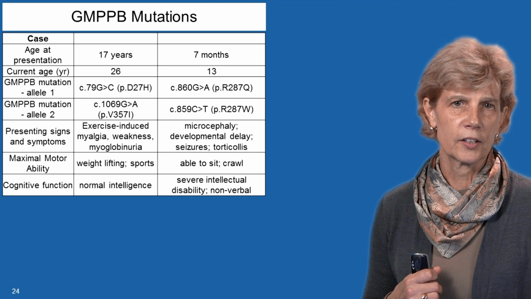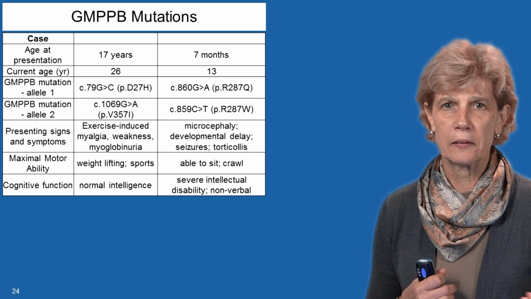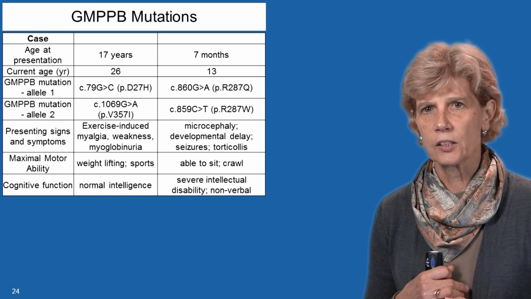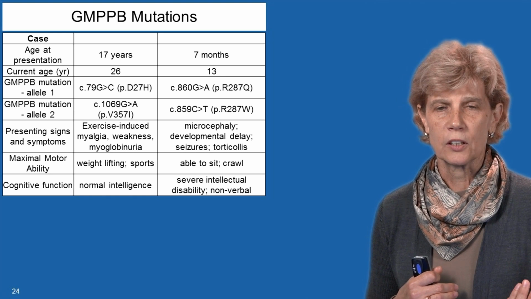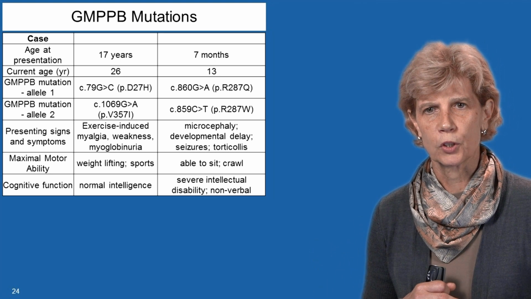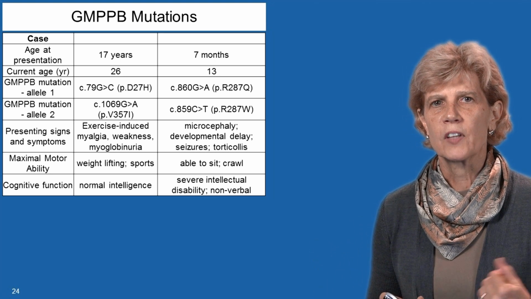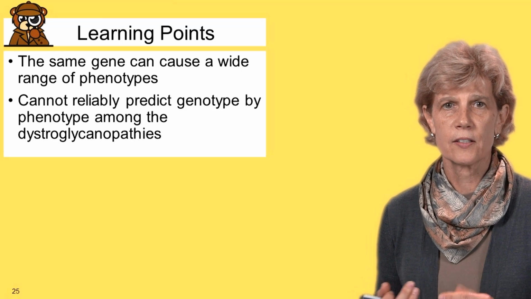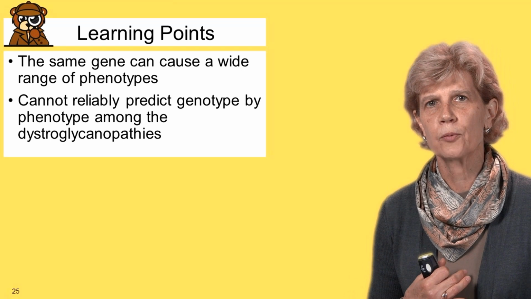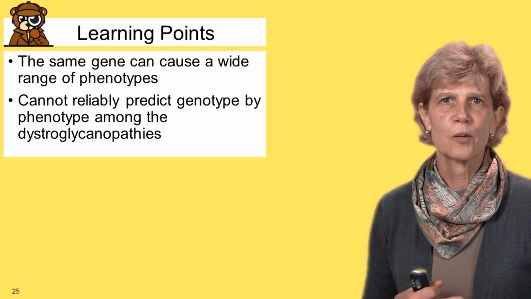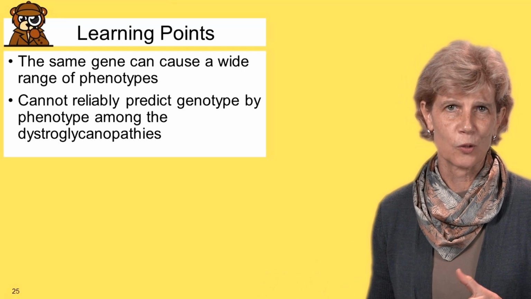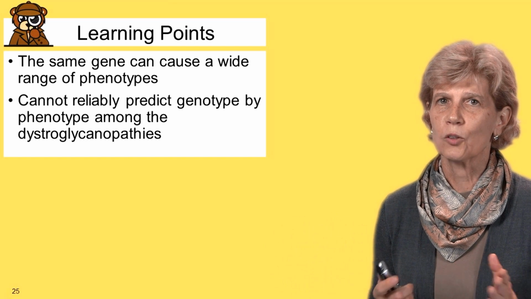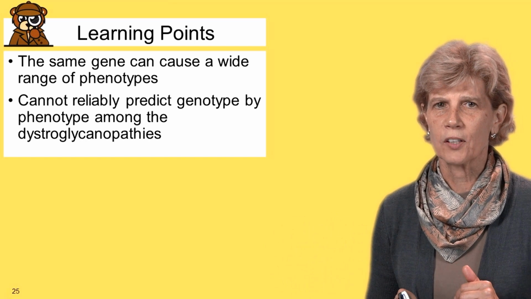Maximum motor ability: our young man that I just presented was able to weight lift and be very active in sports. The young girl who I presented earlier is able to sit and crawl. The young man has completely normal intelligence, whereas the girl that I presented is nonverbal. And both of them have GMPPB mutations. So the learning point from these cases is that the same gene can cause a wide range of phenotypes, and that you can't reliably look at the patient and predict what the gene is going to be. Once you're in the realm of a dystroglycanopathy, we're not very good at picking which of the dystroglycanopathies is going to be the one affected.